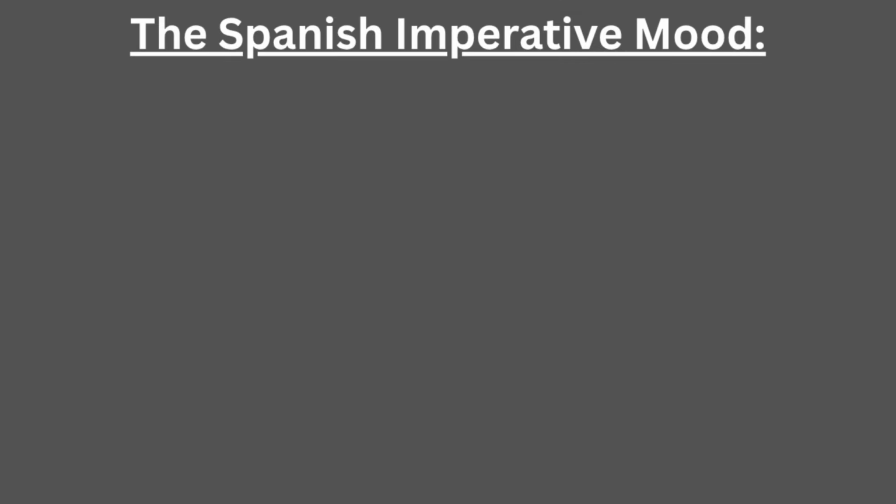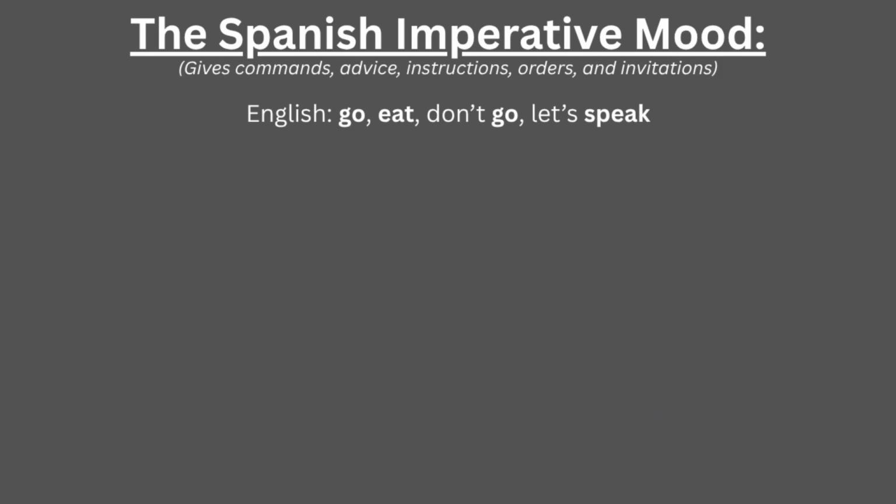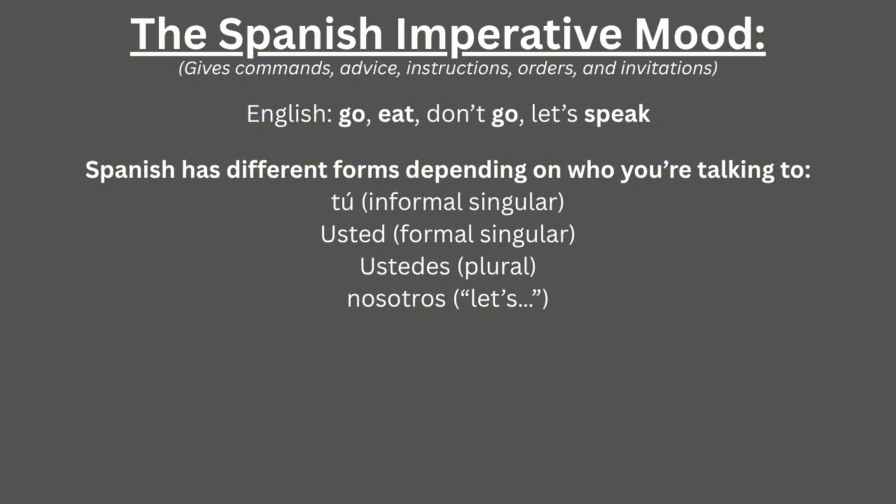The imperative mood in Spanish gives commands, advice, instructions, orders, and invitations by telling someone to do or not to do something. While English maintains a simple mood by using infinitive forms, Spanish has a different system. The imperative only applies to certain pronouns: tú, usted, ustedes, and nosotros, and in this video, we'll see the forms of each one.